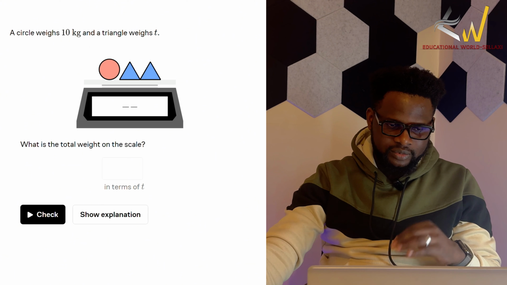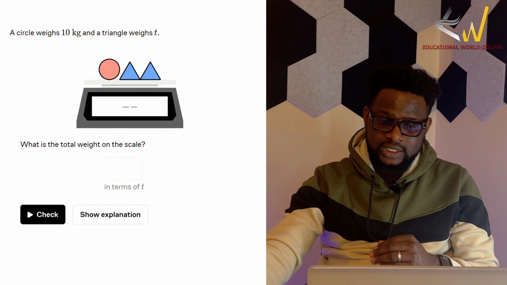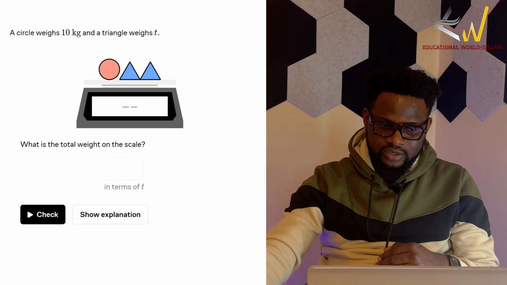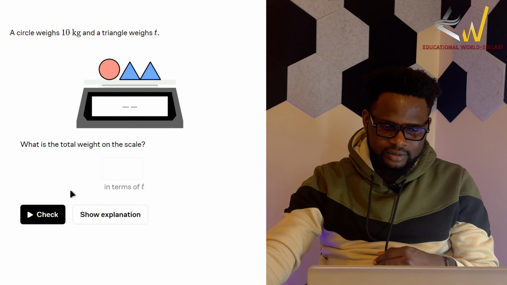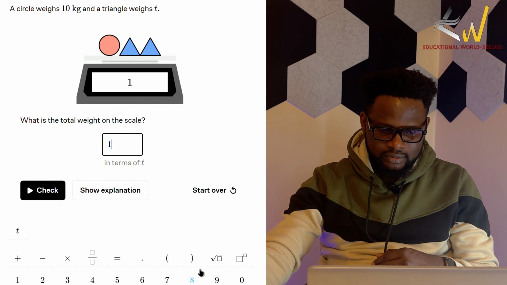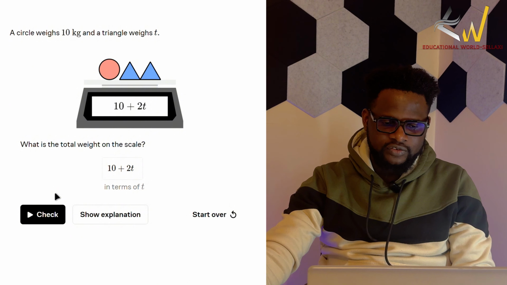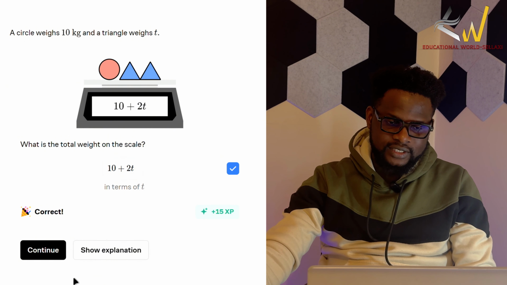Now look at this problem. A circle weighs 10 kg and a triangle weighs T. What is the total weight on the scale in terms of T? So the circle weighs 10, so this is going to be 10 plus 2T. All right, that's the total weight on the scale. It's going to be 10 plus 2T. That's it. Let's check for the correctness. And that's correct, as you can see. Let's continue.